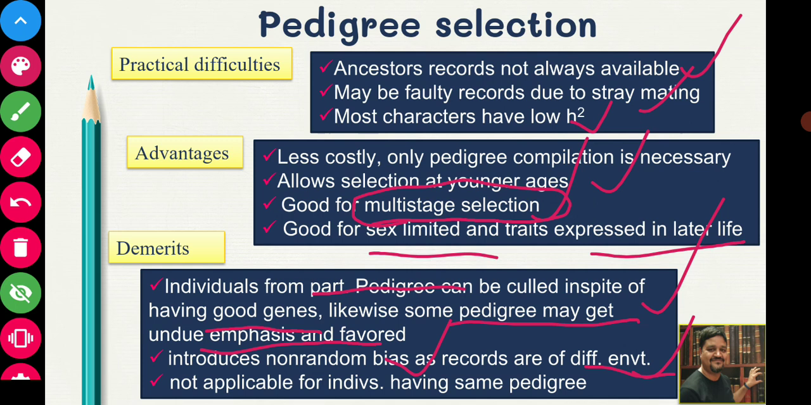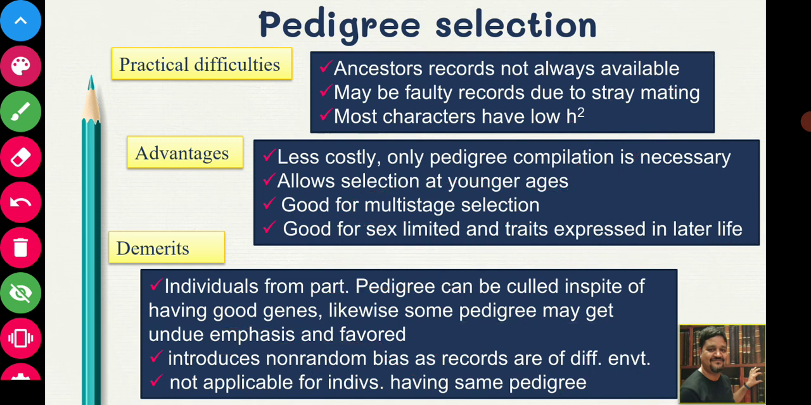It is not applicable for individuals having the same pedigree. Suppose there are two brothers, or a brother and sister. You have to select one out of these two brothers. You cannot do pedigree selection for that, because both brothers will have the same pedigree. So pedigree selection is not applicable for individuals having the same pedigree. Okay, hope it is clear to you. Individual selection and pedigree selection.